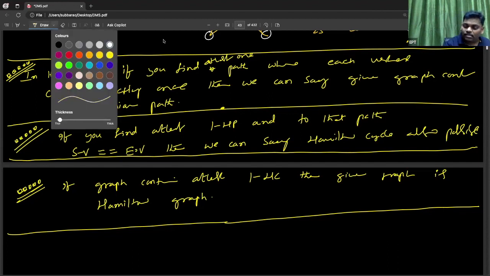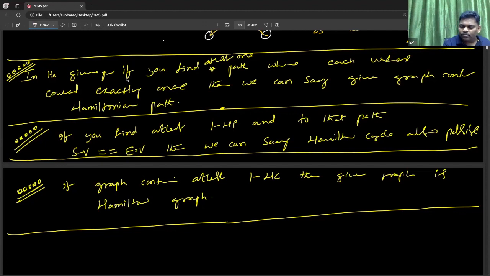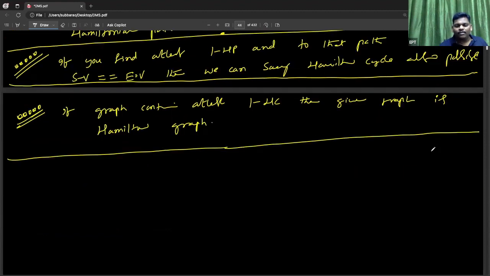Sometimes I cannot read my own things. In the given graph, what is this? Who knows that it is a graph? Sometimes I cannot read my own writing. I used to feel so sorry for myself. In the given graph, this is the graph. Who said it is a graph here? In the given graph, if you find at least one path where each vertex, what is this? Covered. Okay. Exactly once, then we can say the given graph contains a Hamiltonian path. Thank God I am not a doctor. If I were a doctor, dead.